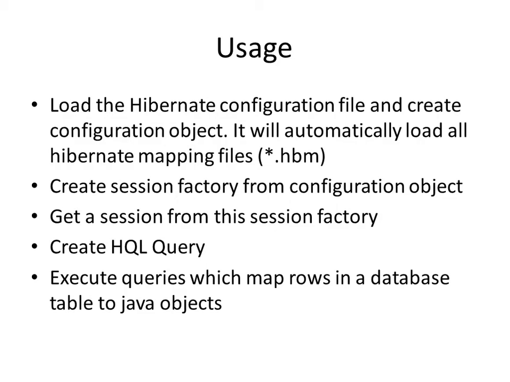So the general usage is you load the Hibernate configuration file, the hibernate.cfg.xml file, which will create a configuration object. From the configuration object you can get the session factory, and from the session factory you can get the session. And once you get the session, you can run your Hibernate queries to retrieve data from the database, and that data gets mapped to Java objects by using the Hibernate mapping files. In the mapping files you specify how each column in a database table maps to an attribute in a Java class.